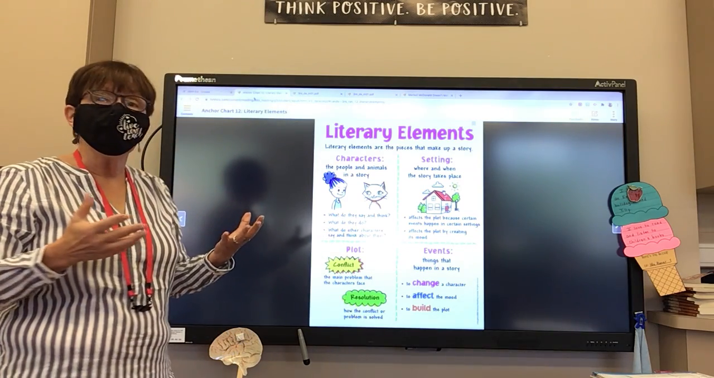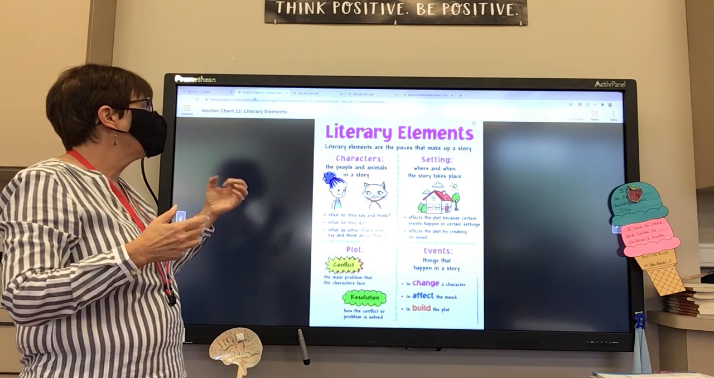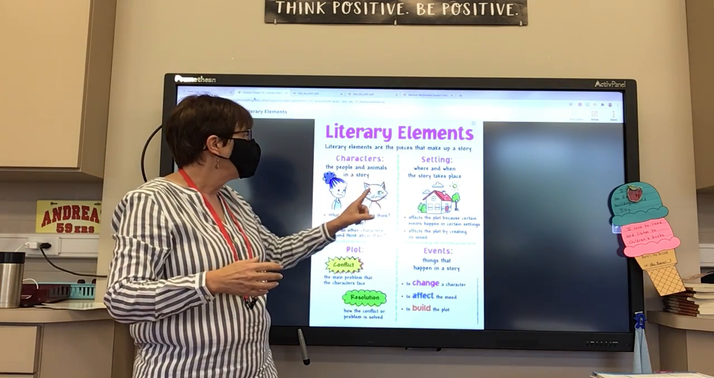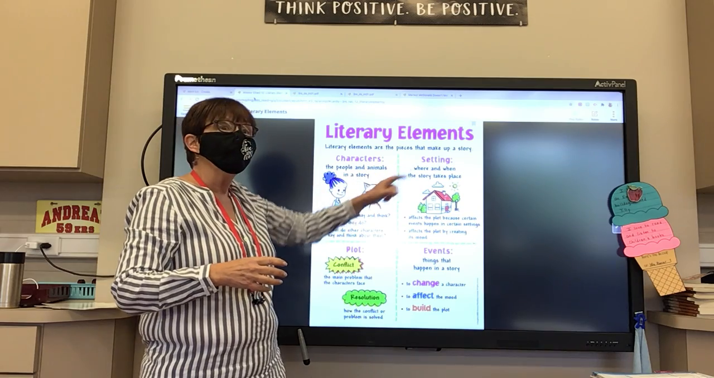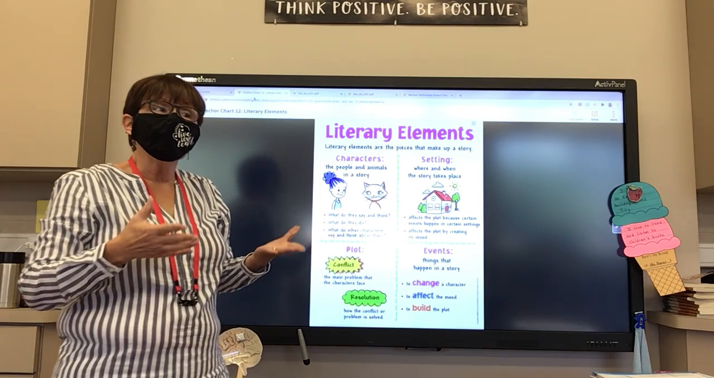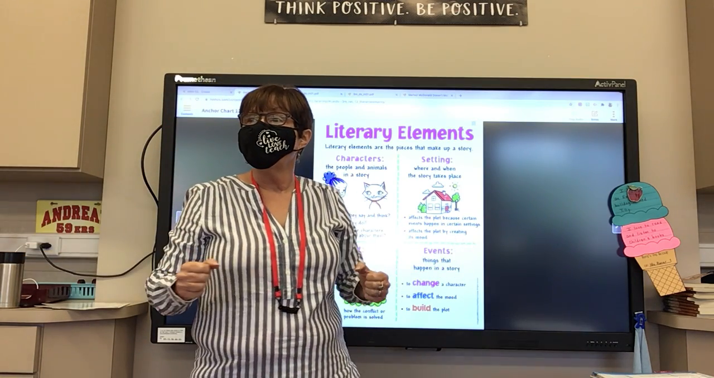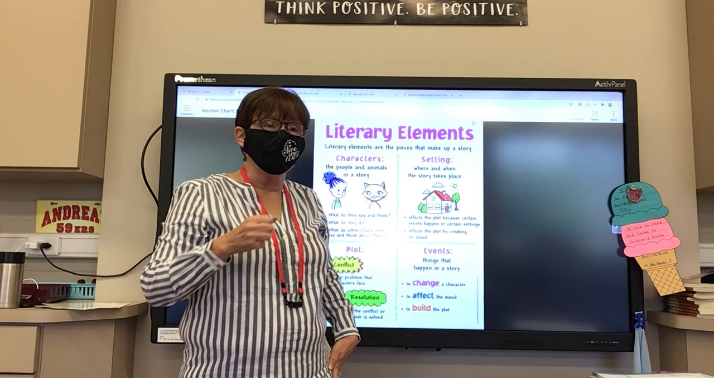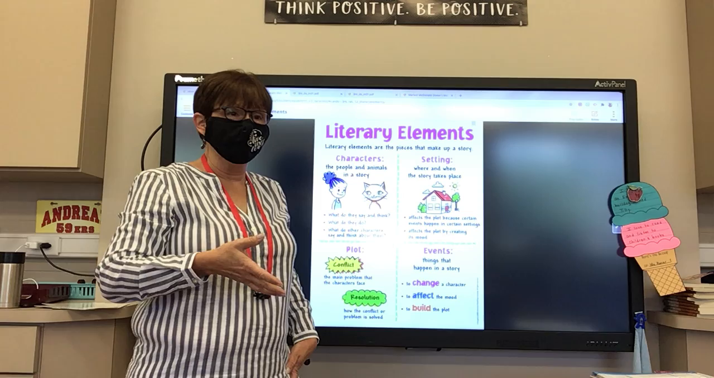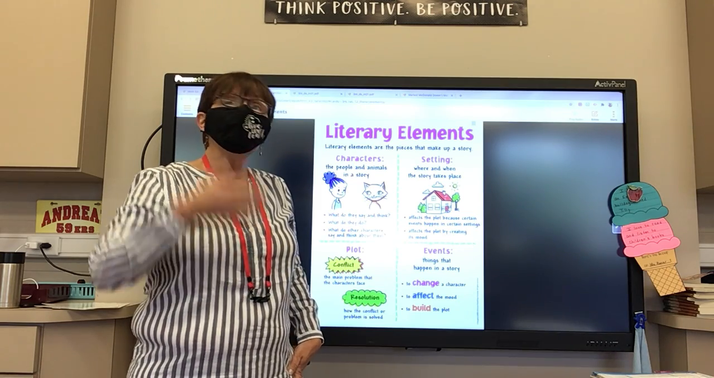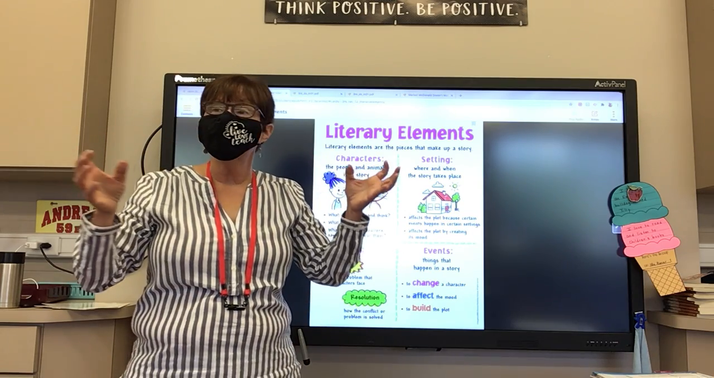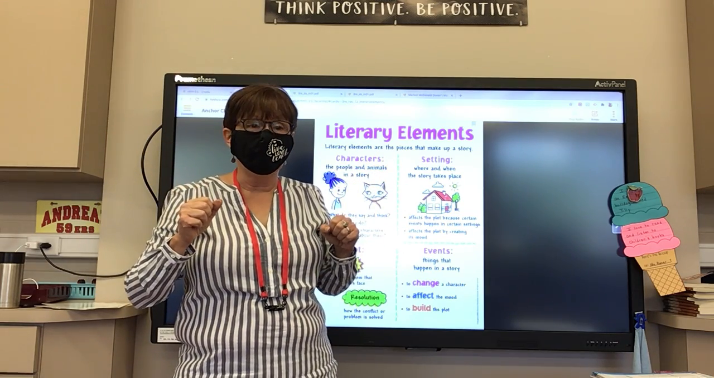Now, another part that makes up the literary elements is the setting. And setting is where and when the story takes place. That would mean, does the story take place in a school? Does it take place on a farm? Does it take place in present time? Does it take place in the past? Does it take place in the future? Stories can take place in all sorts of different places and periods of time.